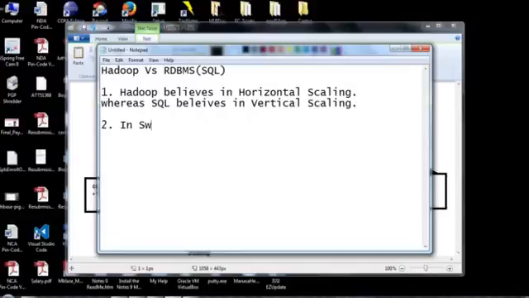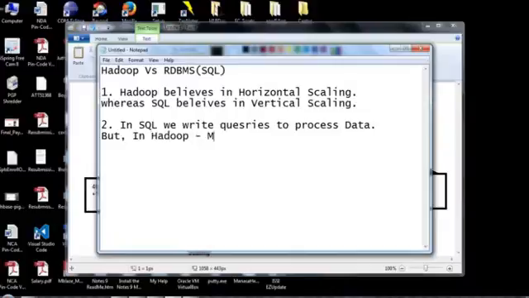In SQL, we write queries to process data, but in Hadoop we have a concept called MapReduce program, which handles everything.